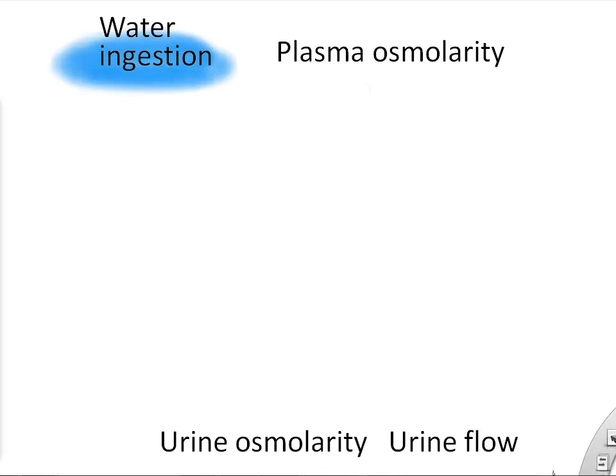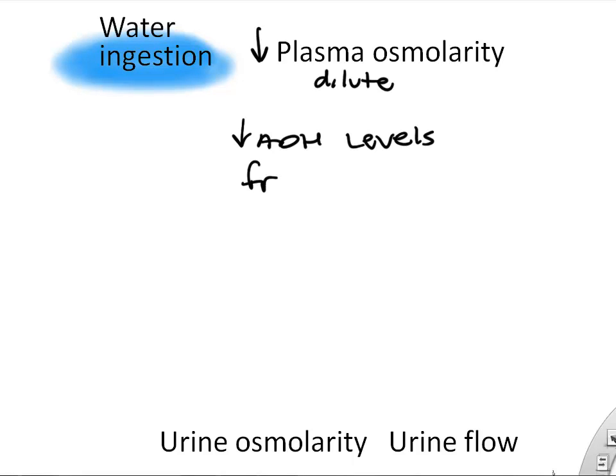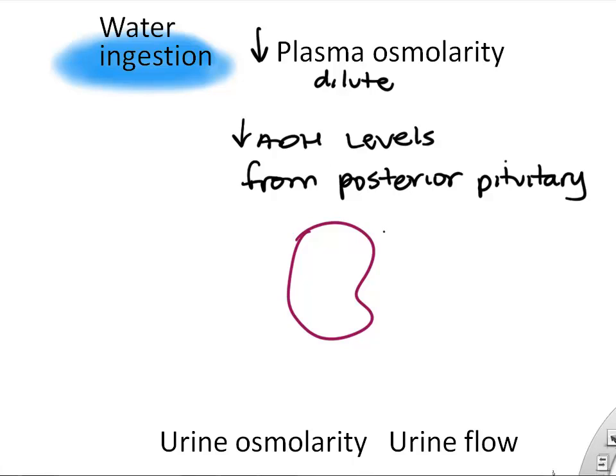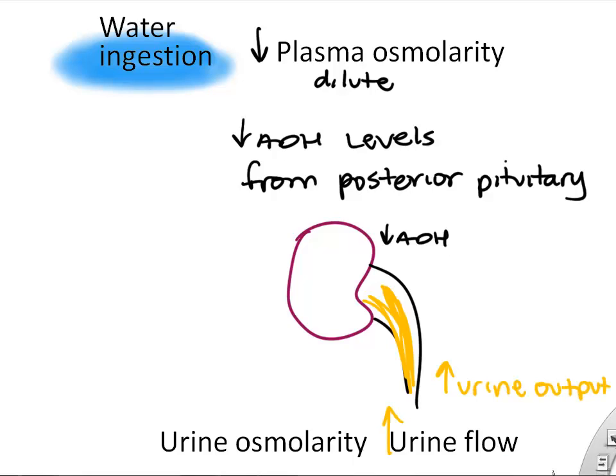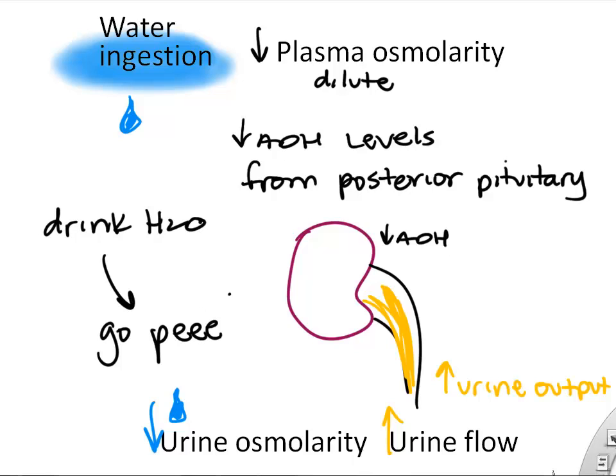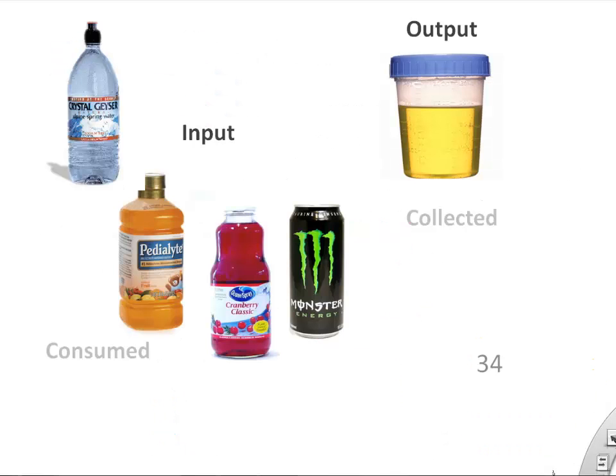Okay, so to review, you ingest a bunch of water, your plasma osmolarity goes down, and the neurons stop releasing or slow the release of ADH from the posterior pituitary. ADH is made in the hypothalamus and released in the posterior pituitary. The ADH targets your kidneys. When you have decreased ADH, you'll have more urine output, more urine flow, and the urine will look a lot like the water you're ingesting, so it'll have a low osmolarity. So you drink water and you pee a lot. If you don't need that water, your body will just get rid of it.